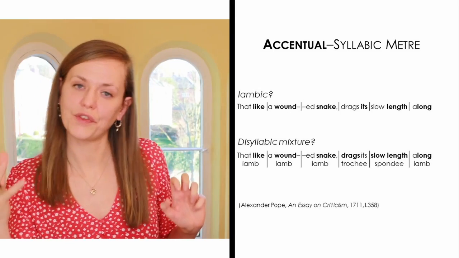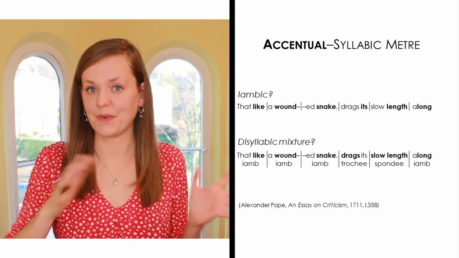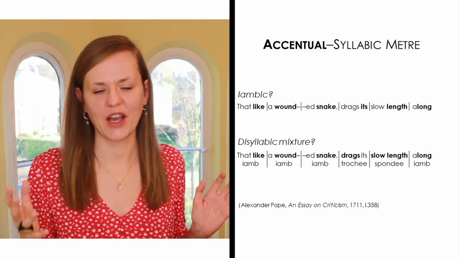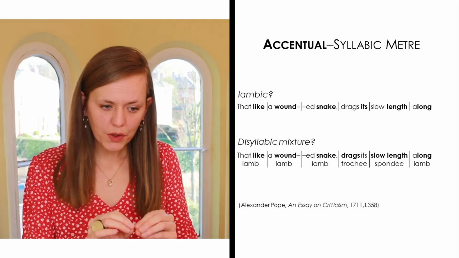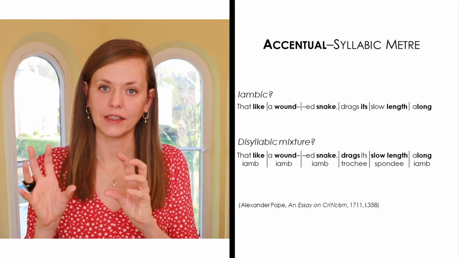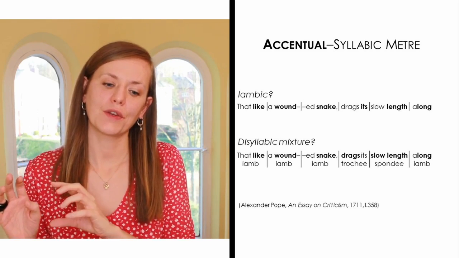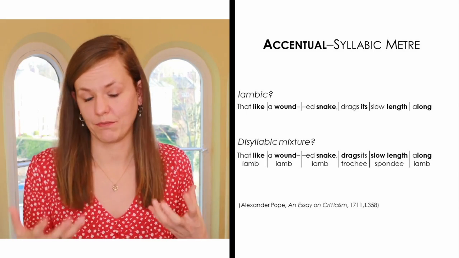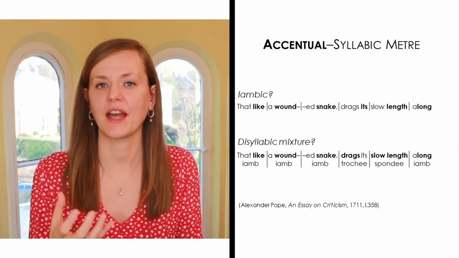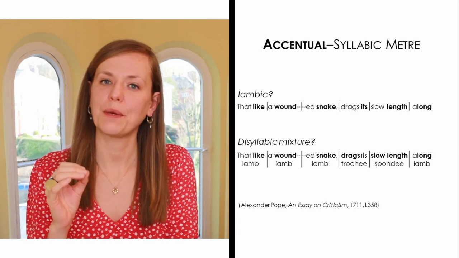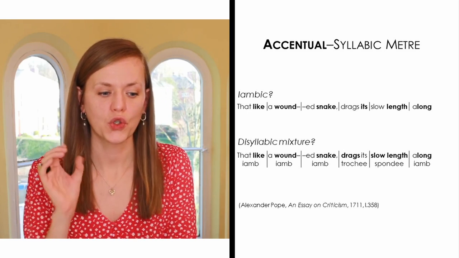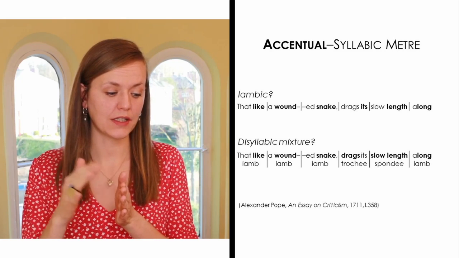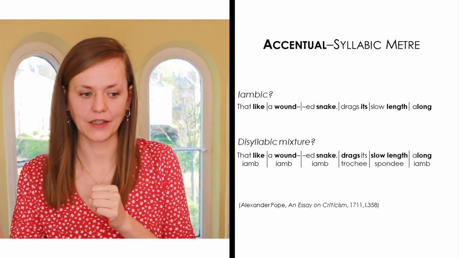And in the half of the line that makes that comparison, that describes how a line of bad poetry is like a dying snake, how they are similar, they both drag their slow lengths along. The rhythm breaks from the expected iambic rhythm into a mixture of stresses, I think. So the iambic emphasis on snake, followed immediately by the trochaic emphasis on drags, makes the pause between them stronger. That, like a wounded snake, drags its slow length along. You have to pause between them.